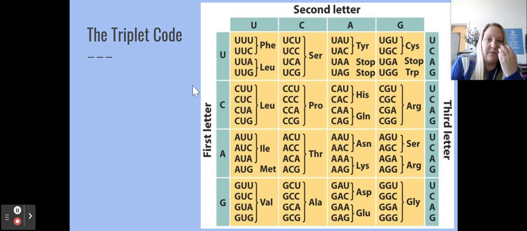This is another way of looking at it. This is a box-shaped triplet code. Some people tend to like this because it gives them the abbreviations of the amino acids. You have your first letter, second letter, and then third letter.